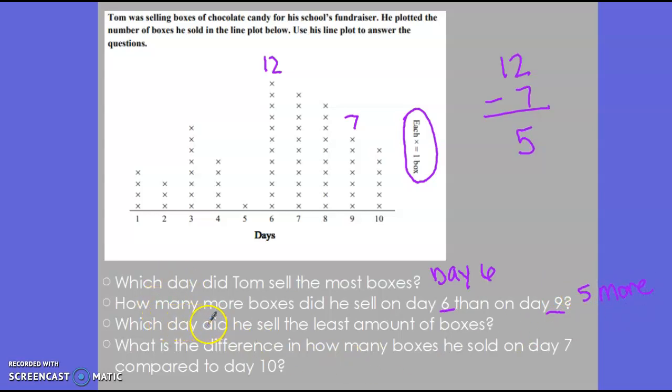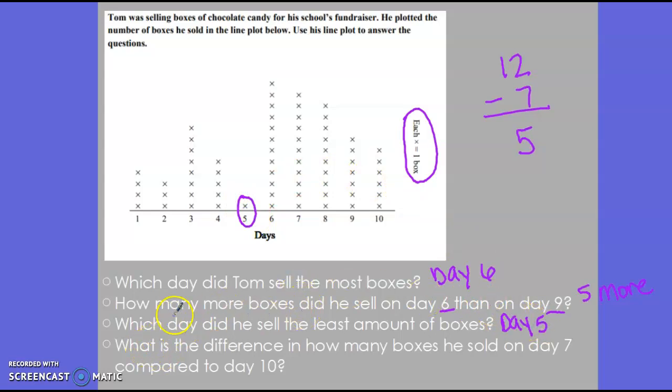Which day did he sell the least amount of boxes? Well, when we were looking for the most amount of boxes, I looked for the day with the most amount of X's. If I'm looking for the day with the least amount of boxes, I should look for the day with the least or smallest amount of X's. So that looks like it's definitely day 5. That day he only sold 1 box.